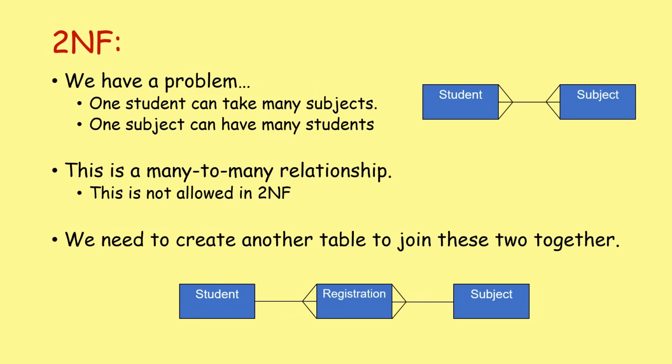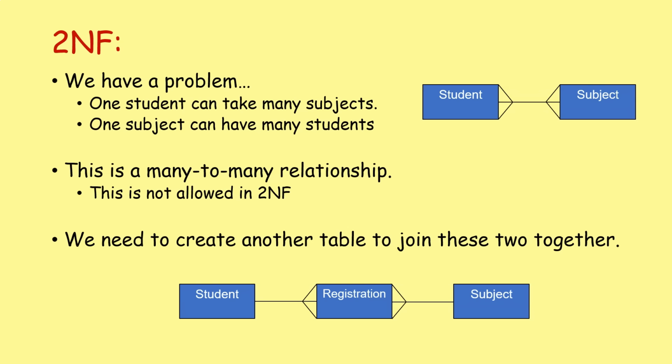We have a problem though. One student can take many subjects. One subject can have many students. We've ended up creating a many-to-many relationship, and we want to not do that. So we need to create another entity, another table, to join these two together. Go from student to subject, student to registration to subject.